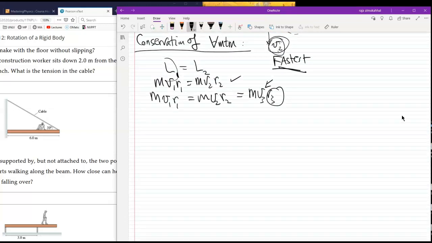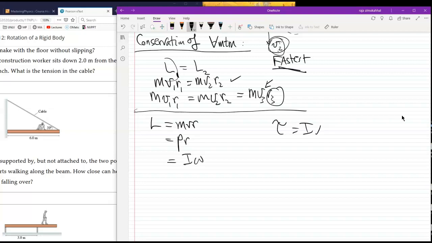Another version of the conservation of angular momentum is I omega. So angular momentum is equal to MVR. MVR is also equal to PR, and it's also equal to I omega. Remember, the torque is equal to what? I alpha, right? And the angular momentum is I omega. So the conservation of angular momentum is also I1 omega 1 equals I2 omega 2. I here, of course, being the moment of inertia, right?